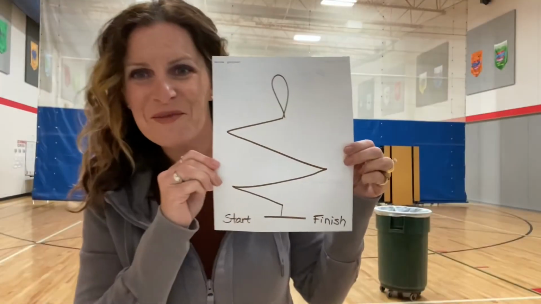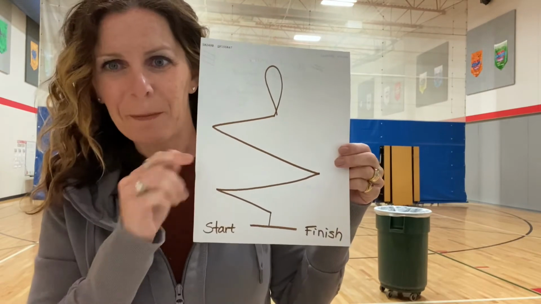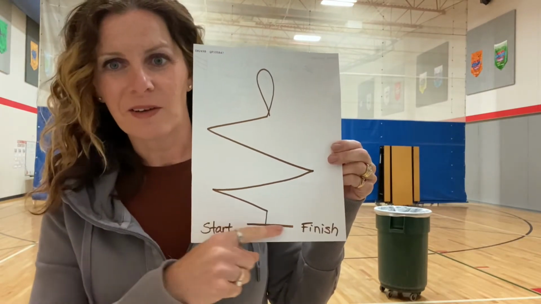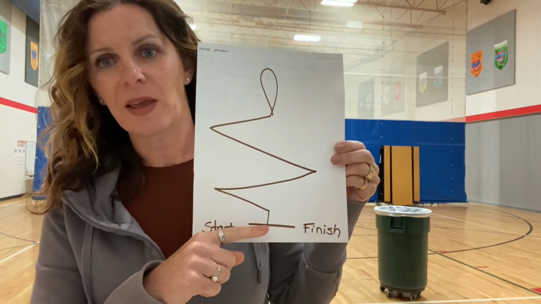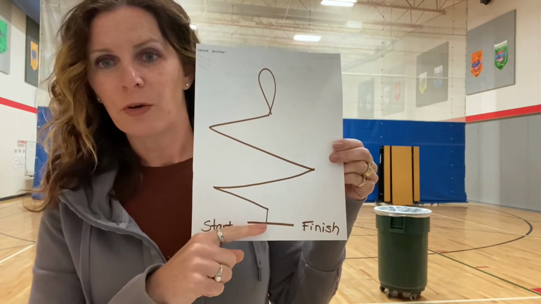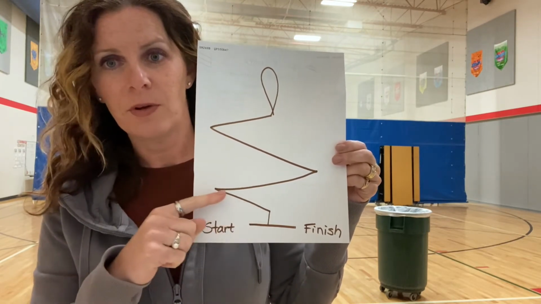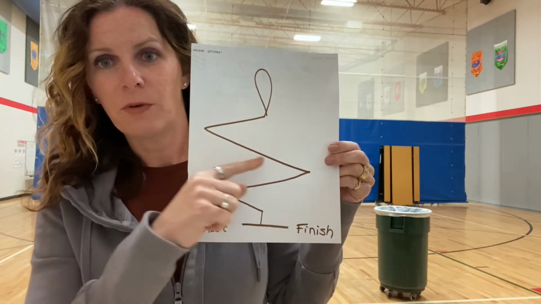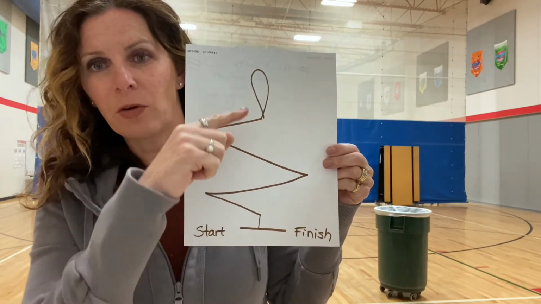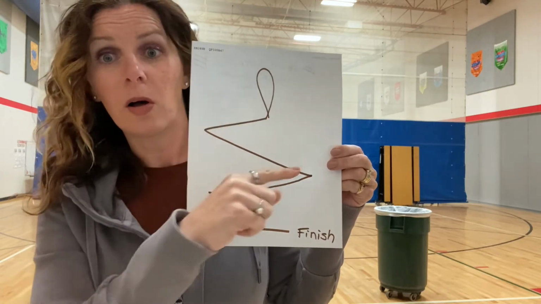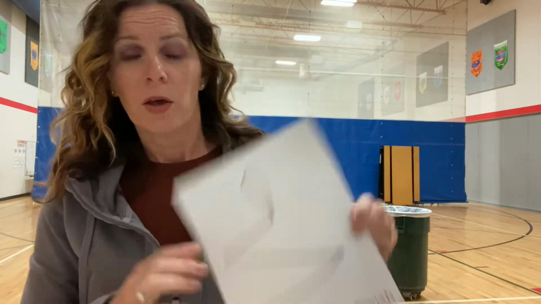All right, so here's my diagram. I'm going to start at like a start and finish line. So right where I begin is where I will end. I'm gonna go forward a little. I'm gonna go around and back and forth in here, and I'm gonna loop around the end and then go all the way back.